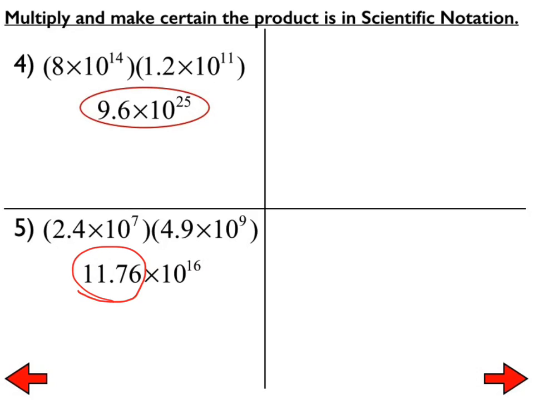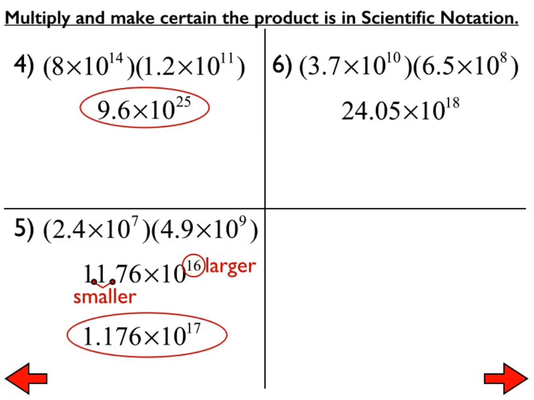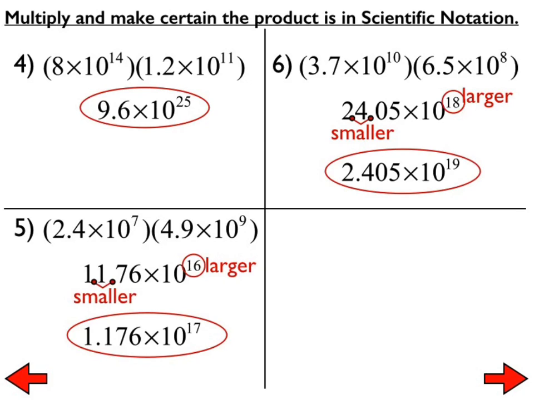And it's not. So what that would mean is that I need to make the 11.76 smaller by 1 power of 10. In other words, make it 10 times smaller, which would mean I would need to make the 10 to the 16th, by counterbalancing that, I would have to make that bigger by a power of 10. Now I have something in scientific notation. 1.176 times 10 to the 17th. Same thing in number 6, regroup. We have something not in scientific notation, so now we need to put it in scientific notation. 2.405 times 10 to the 19th power.